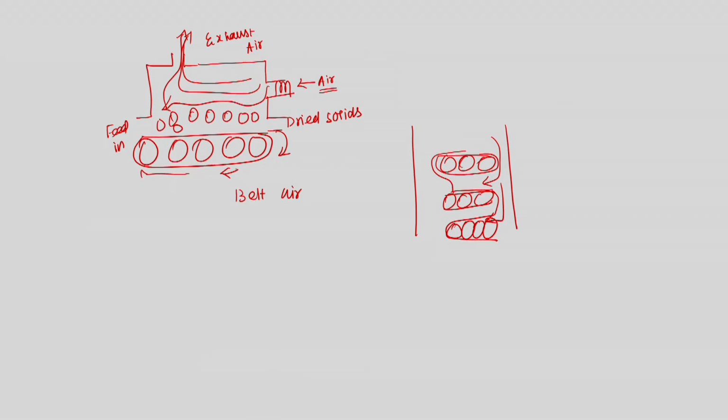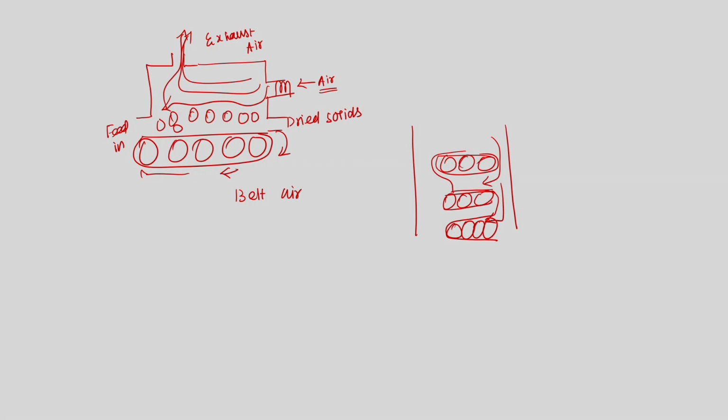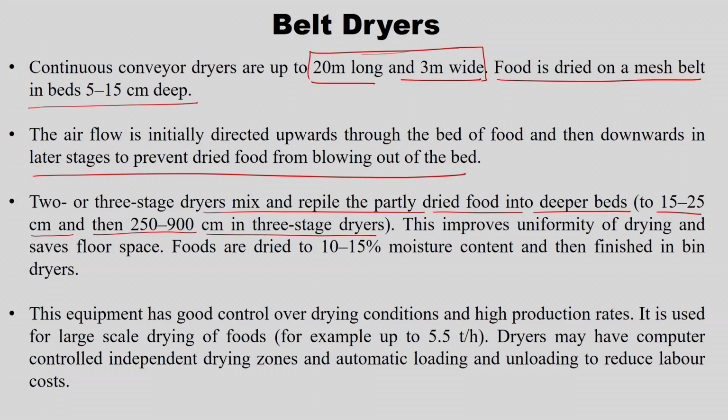So, above and below the drying solids, the food to be dried, and 2 or 3 stage dryers mix and repile the partly dried food into deeper beds, which is of 15 to 25 centimeter and then 250 to 900 centimeter in 3 stage dryers. So, that is what I told here. Instead of one particular conveyor belt in which the food materials are passing, we will have a set of 3 stages or 2 stages based on the requirement.